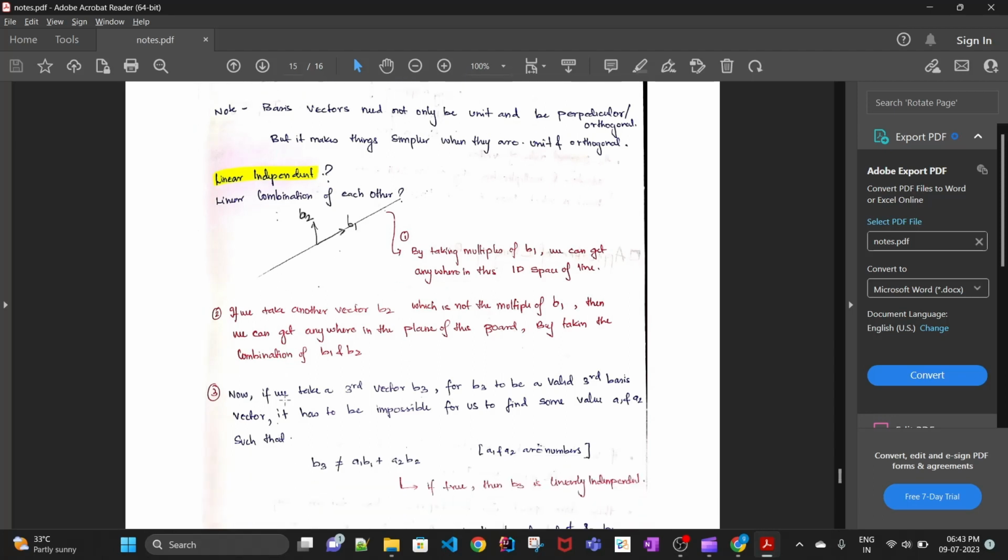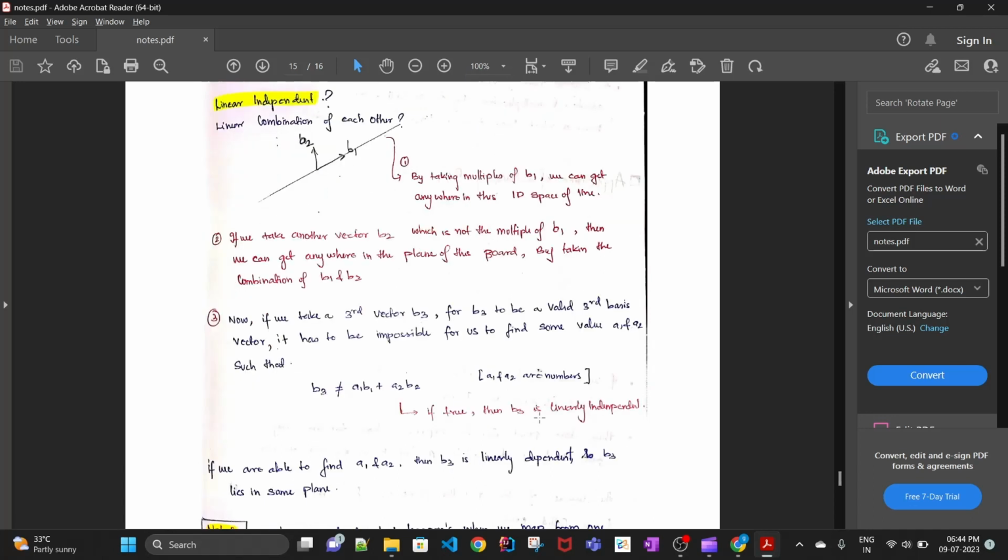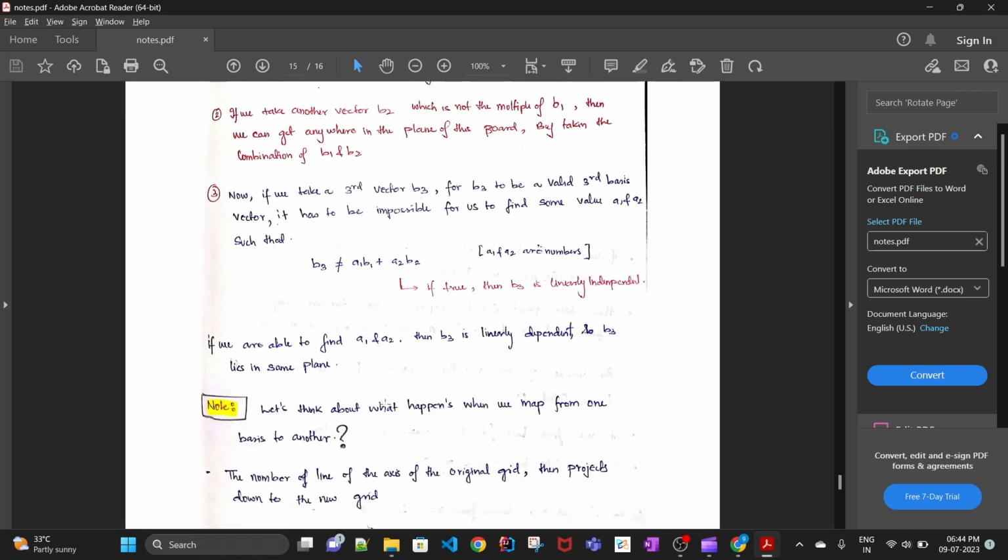Now, if we take another vector b3, for b3 to be a basis vector, it has to be impossible for us to find values of a1 and a2 such that b3 is equal to a1 b1 plus a2 b2. That is, there should not be any case where, with the combination of these two vectors, we can form the vector b3. Okay, so if there is no such scenario, we can say that b3 is a linearly independent vector and it can form a basis vector.